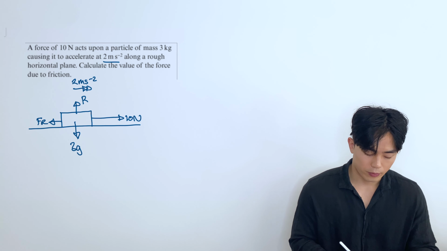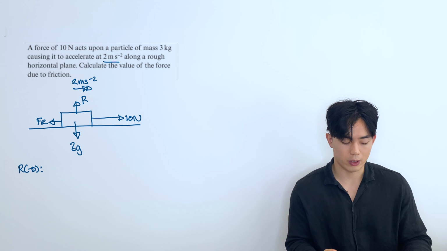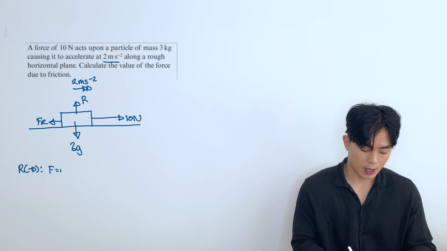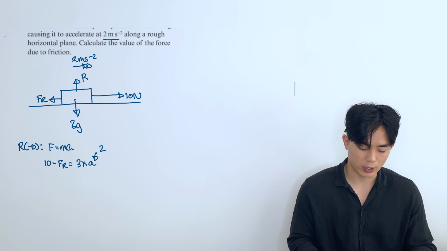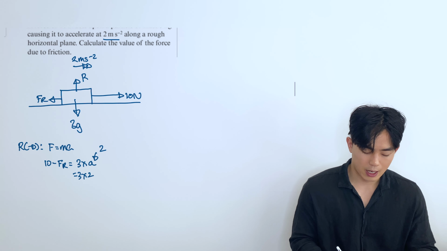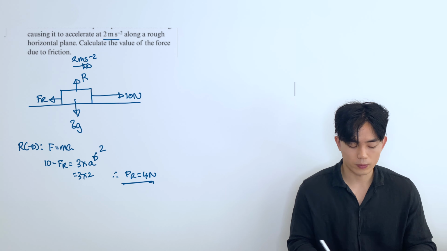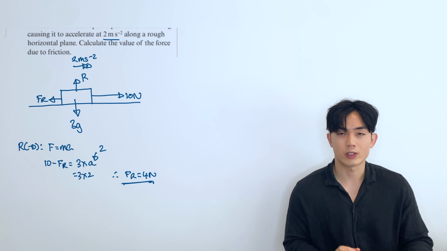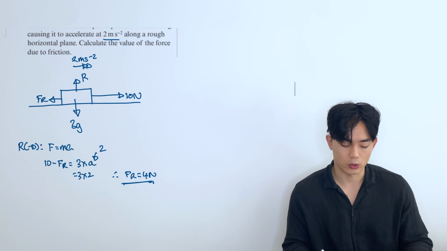Now trying to find this Fr, what we have to do is resolve in the horizontal direction. I'm going to go right as positive, because it's accelerating right. F is ma. So the forces we have are 10 minus the friction is equal to mass, which is 3, times a. A is going to be this 2, right? So it's 3 times 2. Which then I can rearrange to get friction as going to be equal to 4 newtons like so. So with this diagram, I can see very clearly the equation that I'm going to be using and the values of each possible force. Okay, let's try another one.